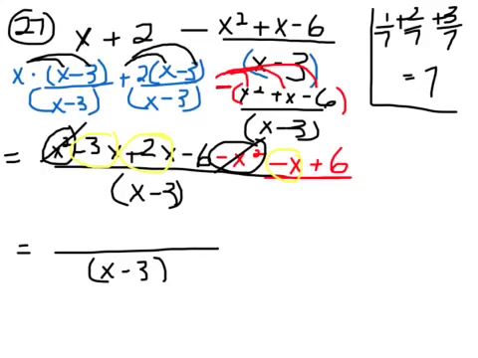Let me write that up here in black. So that took care of this term and this term. Now what about the numbers? I see a minus 6 and a plus 6. What are those going to add up to? 0. So my answer is just minus 2x over x minus 3.